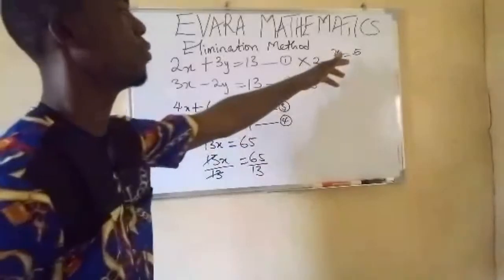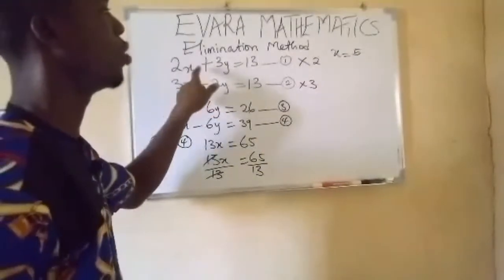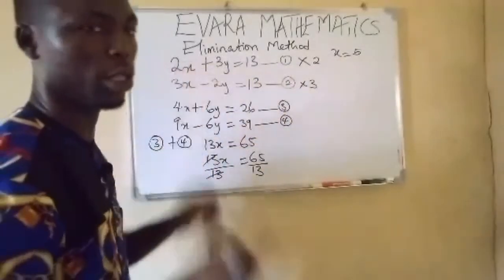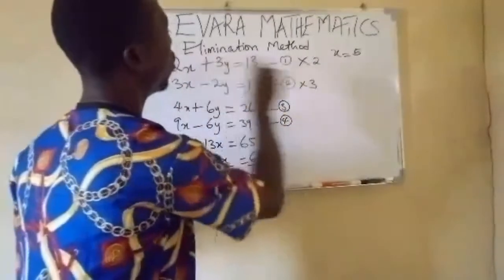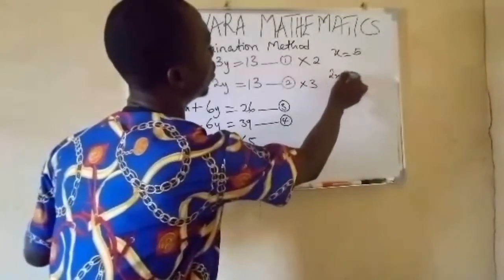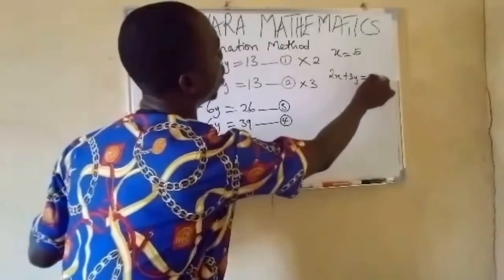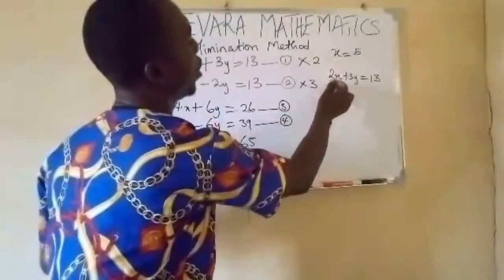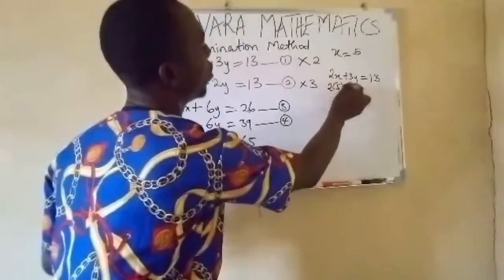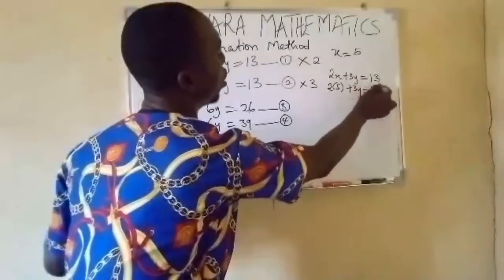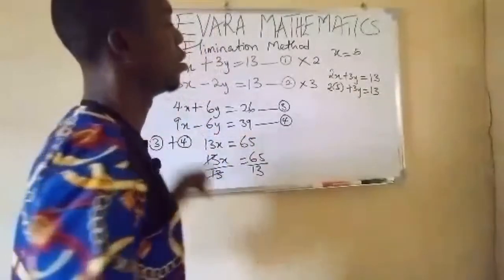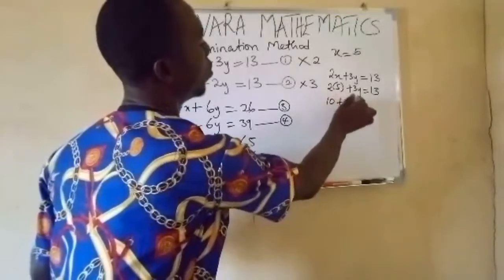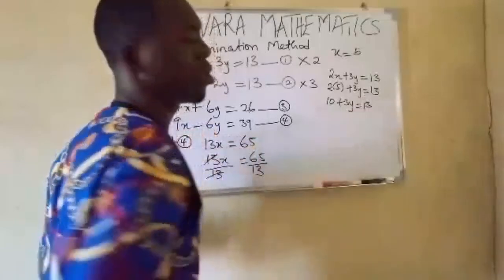So if the value of x is 5, then we can use equation 1. We'll substitute 5 for x in equation 1 to get the value of y. In equation 1, we have 2x plus 3y equals 13. And my x is 5. That is 2 multiplied by 5 plus 3y equals 13. Now 2 multiplied by 5, that is 10, plus 3y equals 13.